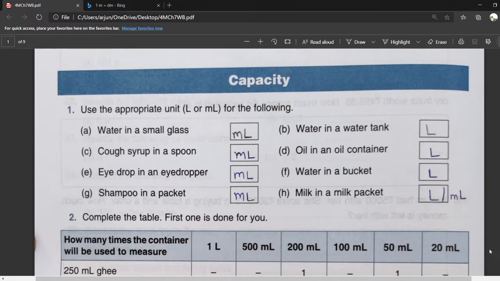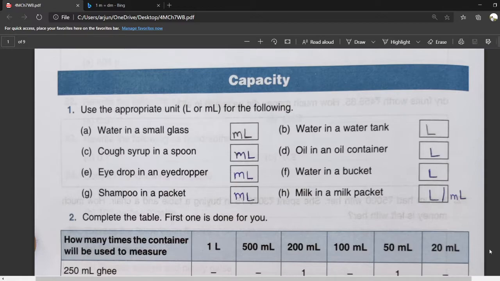Now, we have to observe how much water can be held in a glass. Is it in liters or in the form of ml? We know that in a water glass or a small glass, only some amount of water can be stored, and that amount can only be written in ml, right? In a glass, 25 ml or something like that of water can be stored.